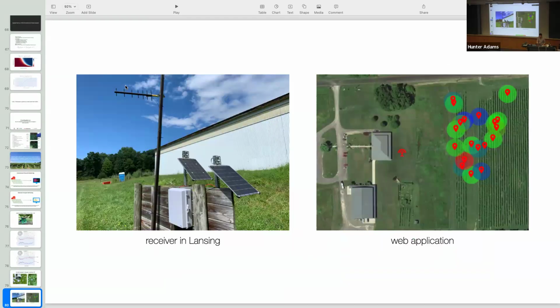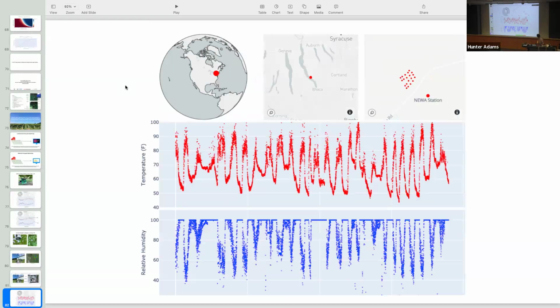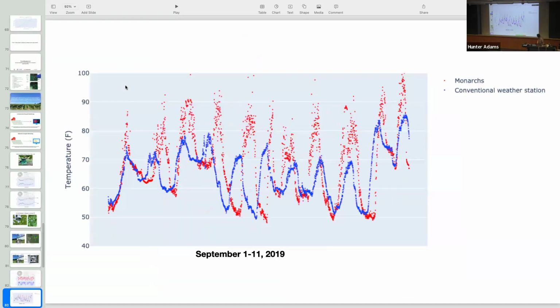I put these things over in Lansing with a little receiver station based on a Raspberry Pi and a little software-defined radio. These were deployed for 5 weeks. I'll show you a couple of interesting things. I remember this part of my life very fondly. I would start every day at 5 a.m. by driving to the vineyard, go check all the sensors, gather the data, then come here. And it was kind of like a very nice routine.